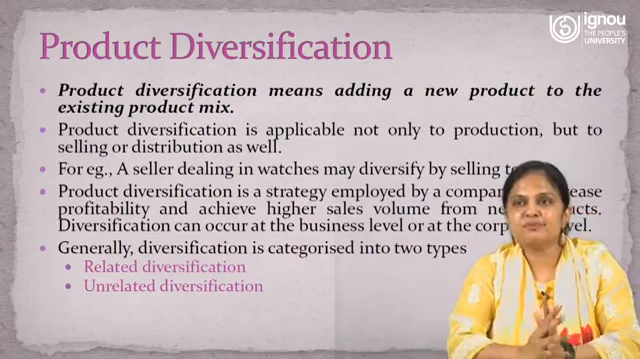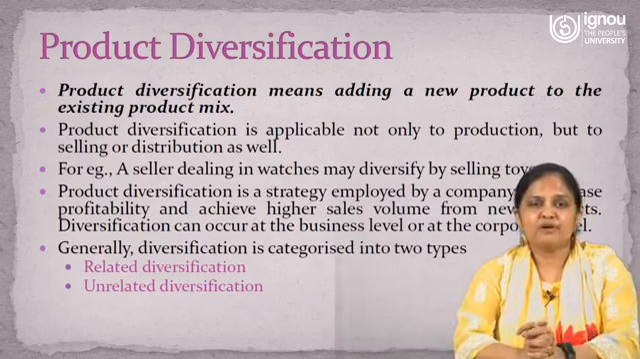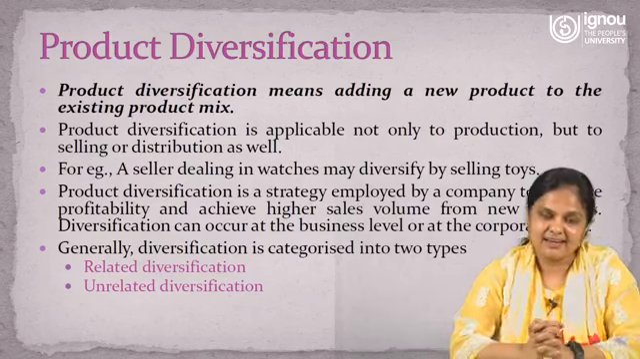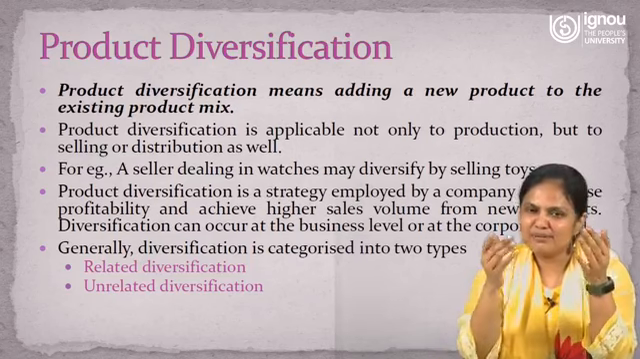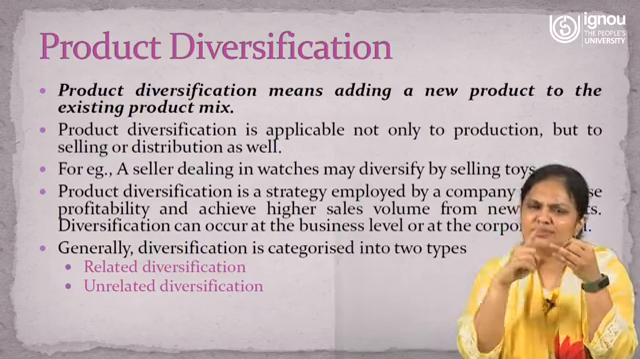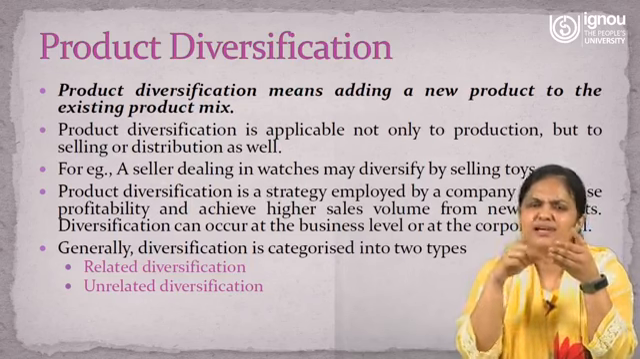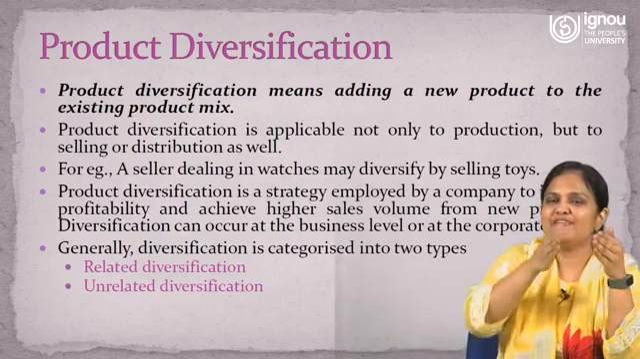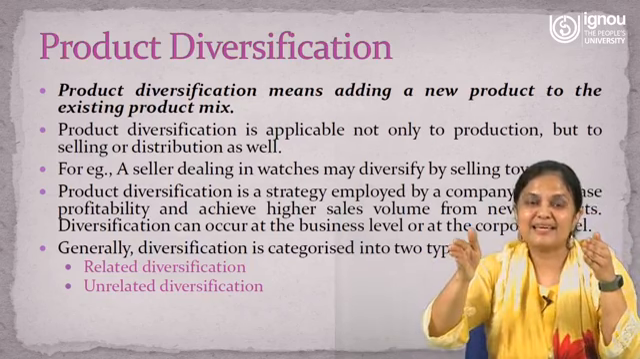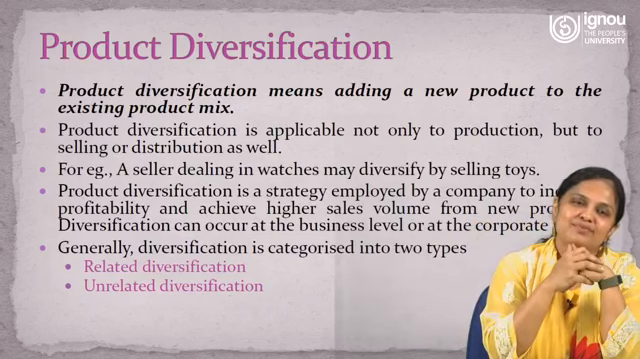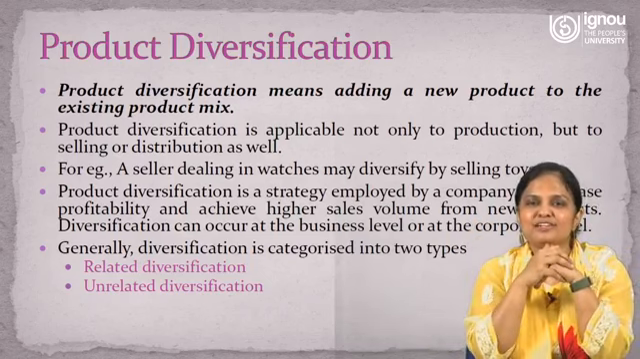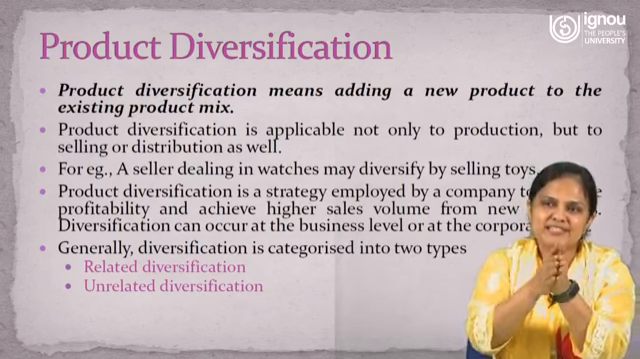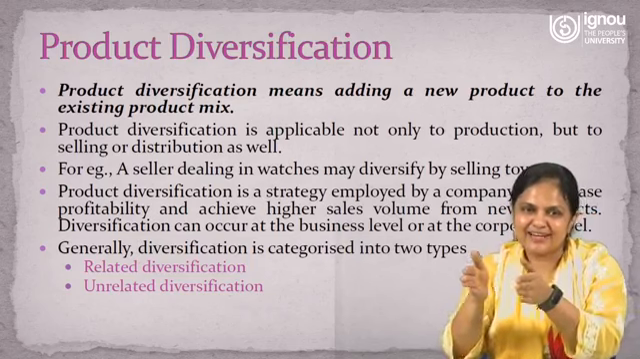Now, next is product diversification. Product diversification means adding a new product to the existing product mix. Again, you were dealing with, for example, body care, then cosmetics, and then maybe food items, or now altogether you want to diversify, you want to venture into a different field. Then it becomes product diversification. Say for example, when Tata Group tries to venture into aviation, that is product diversification. They have diversified, right?